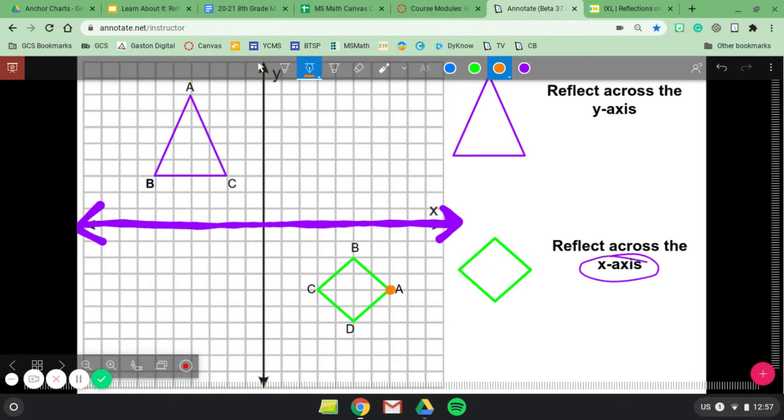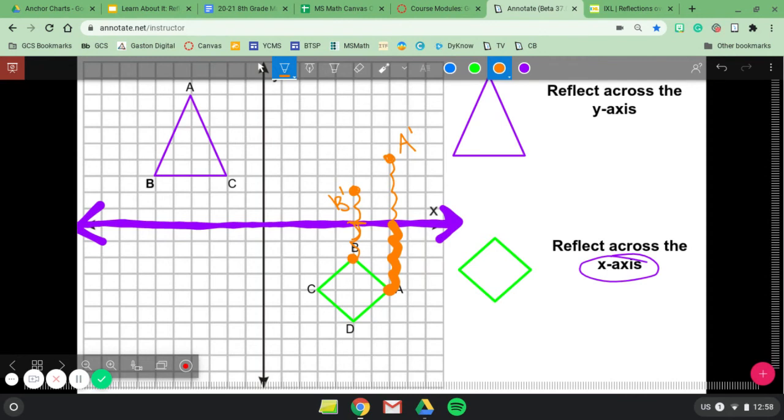Point A is 1, 2, 3, 4 units below, so it's going to go 1, 2, 3, 4 units above. And that will be A prime. Point B, remember you always start at your line of reflection. Everything is coming off of that. So B is 2 units below. To reflect or to flip over, it's just going to go 2 units above, and that's B prime.